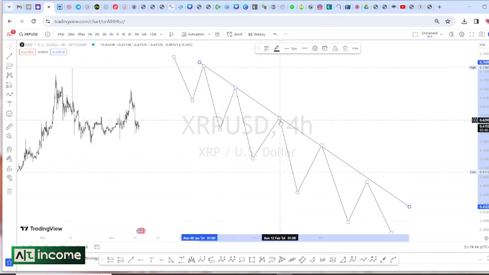So at this trend line, what you need to look for is an engulfing candlestick, any bearish candlestick, bearish engulfing, evening star, all those bearish candlesticks we talked about before. This is where you are looking for it.